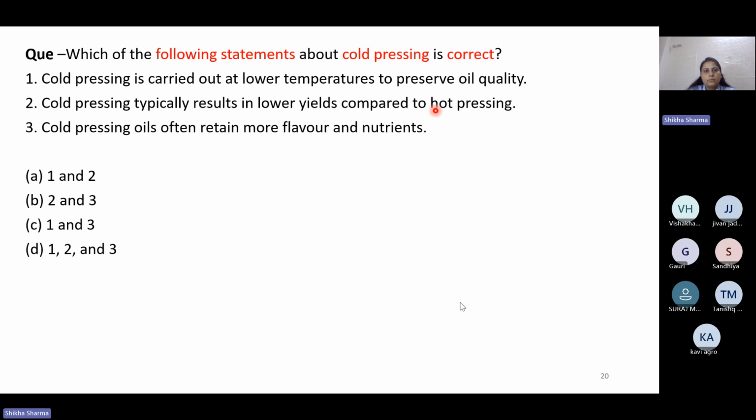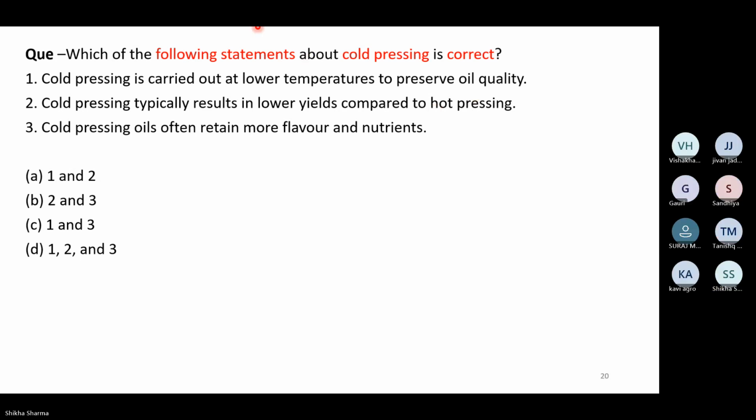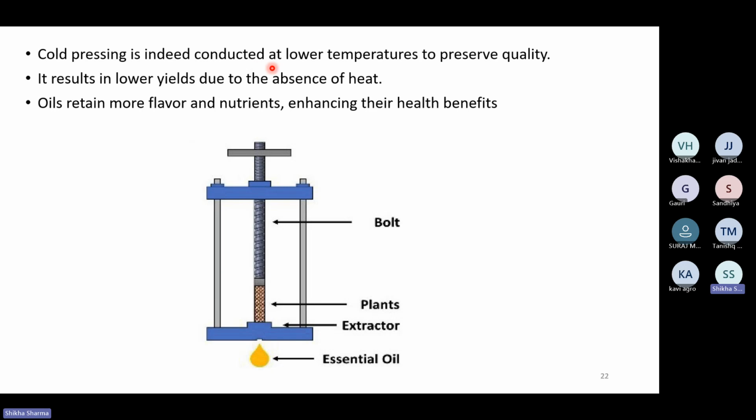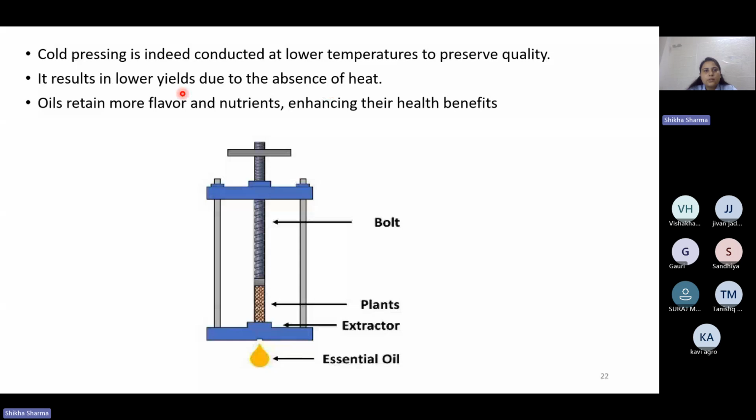D, 1, 2, 3. So, okay, you both are correct. D is the correct answer, 1, 2, 3. In cold pressing, obviously, it is conducted at low temperatures to preserve the quality, as the name says, and it results in lower yields due to the absence of heat. So the yield will be low, whereas where heat is high, the yield will also be higher.